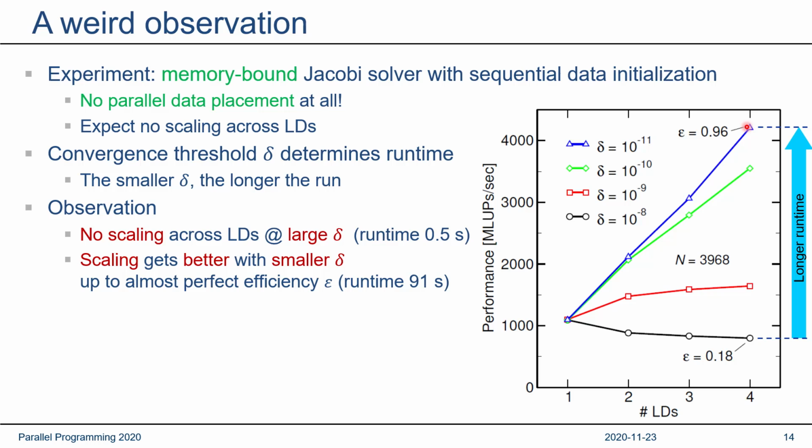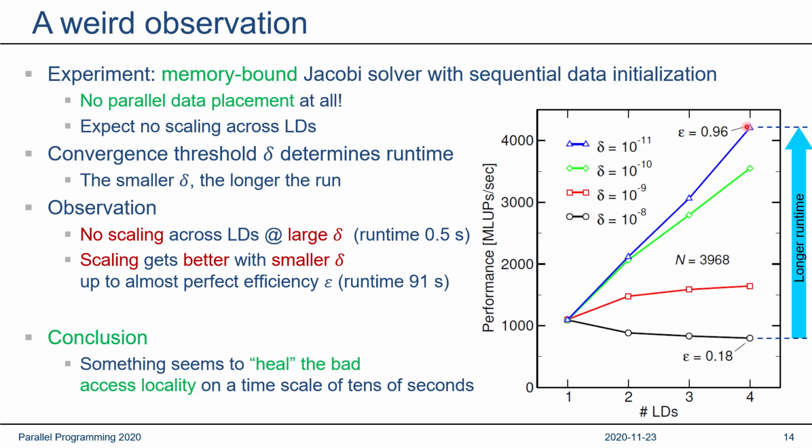So the convergence threshold delta in some way determines the runtime, and indirectly seems to have some impact on the NUMA awareness of this program, even though I didn't put in any NUMA awareness from the start. I didn't use parallel initialization at all. So what happens here? Something seems to heal the bad access locality on a time scale of tens of seconds. It doesn't work if the runtime is just half a second or 2 seconds. But it does work if the runtime is 1 minute or 5 minutes or more. So what happens here?